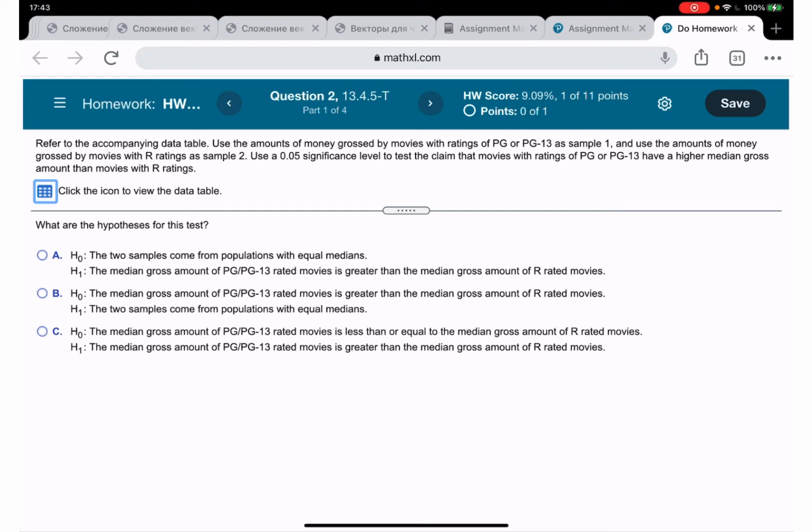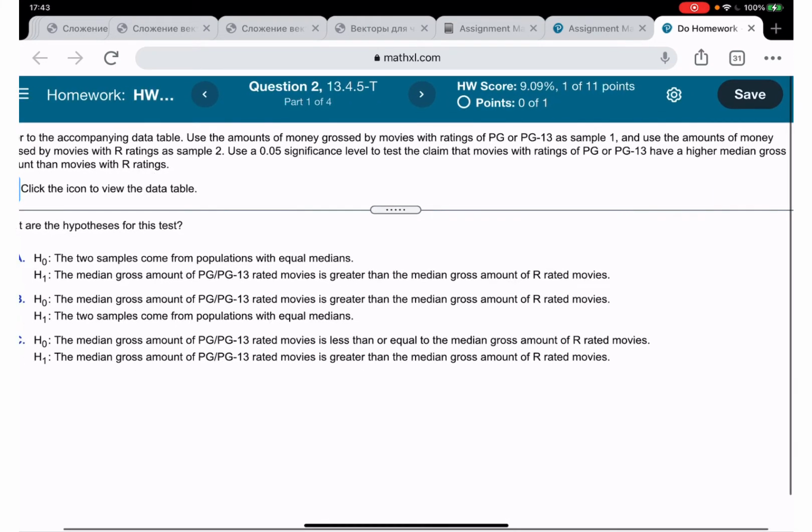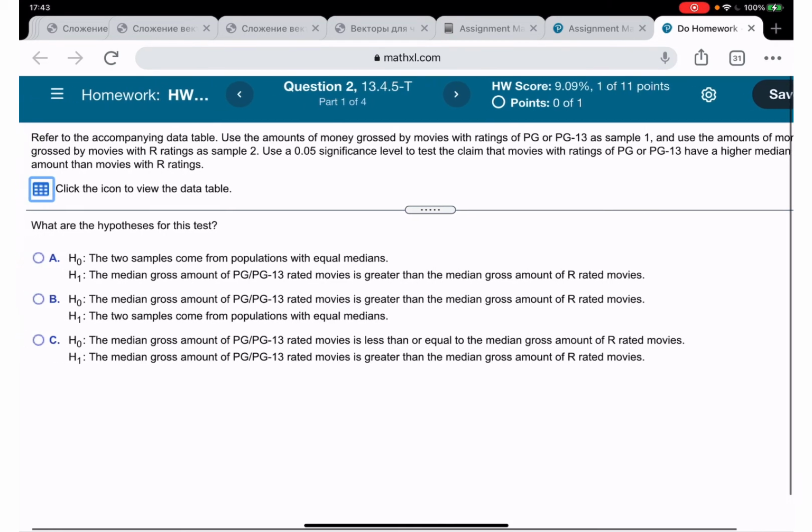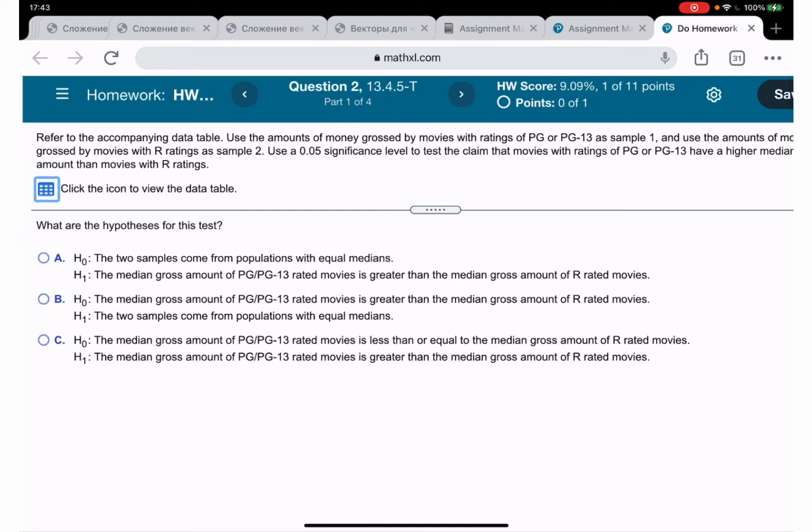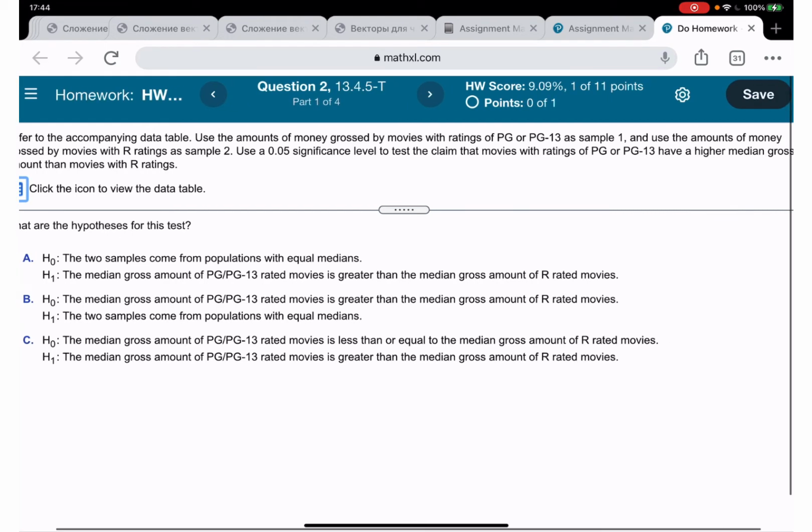So now identifying null and alternative hypotheses. The claim is that movies with PG and PG-13 ratings have a higher median amount than movies with R rating. So the null hypothesis is that the 2 samples come from populations with equal medians, and the alternative is that the median gross amount of PG and PG-13 rated movies is greater than the median of R-rated movies, because it says higher median.